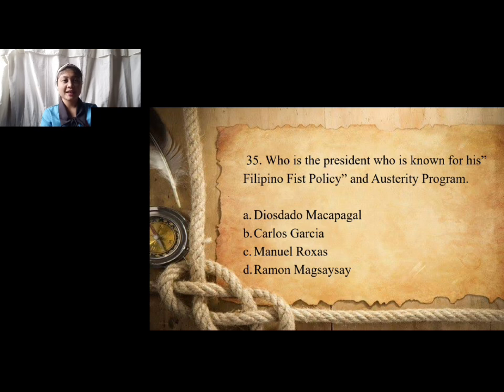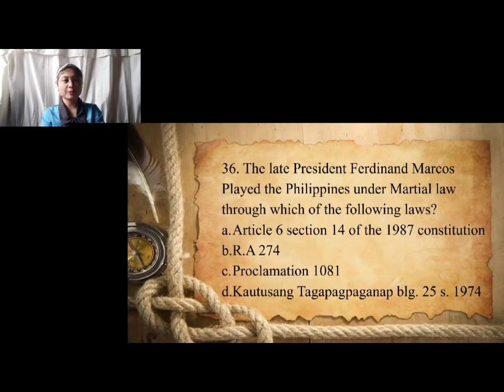Number 36. The late President Ferdinand Marcos placed the Philippines under martial law through which of the following laws? So the correct answer is letter C, Proclamation Number 1081. It was the document which contained the formal proclamation of martial law in the Philippines by President Ferdinand Marcos, announced to the public on September 23, 1972.